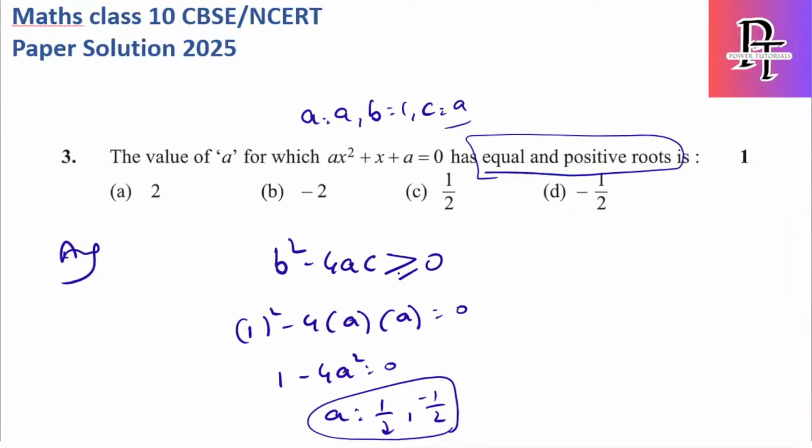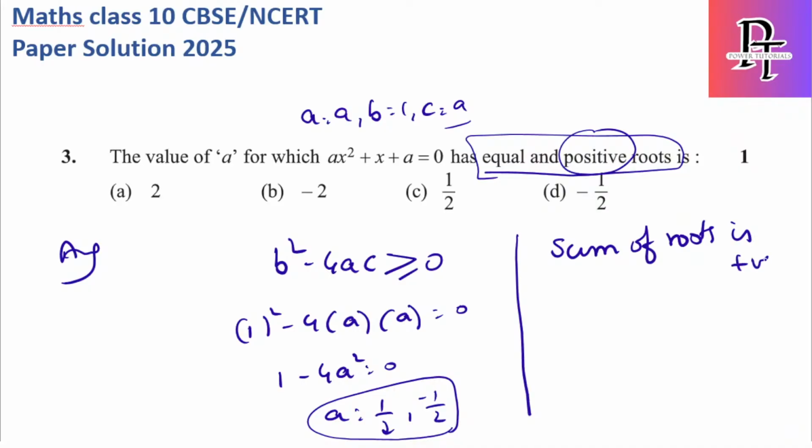But in the options, there is no option like both has to be correct. Why? Because as clearly mentioned, this should be greater than or equal to 0, not less than equal to 0. But still, we have one more condition. We can use it. The sum of any two positive values is always positive. So the sum of roots is positive. What is the sum of roots formula? Minus b by a. So here, minus of b is 1 and a value is a. So minus 1 by a. So this value should be positive.